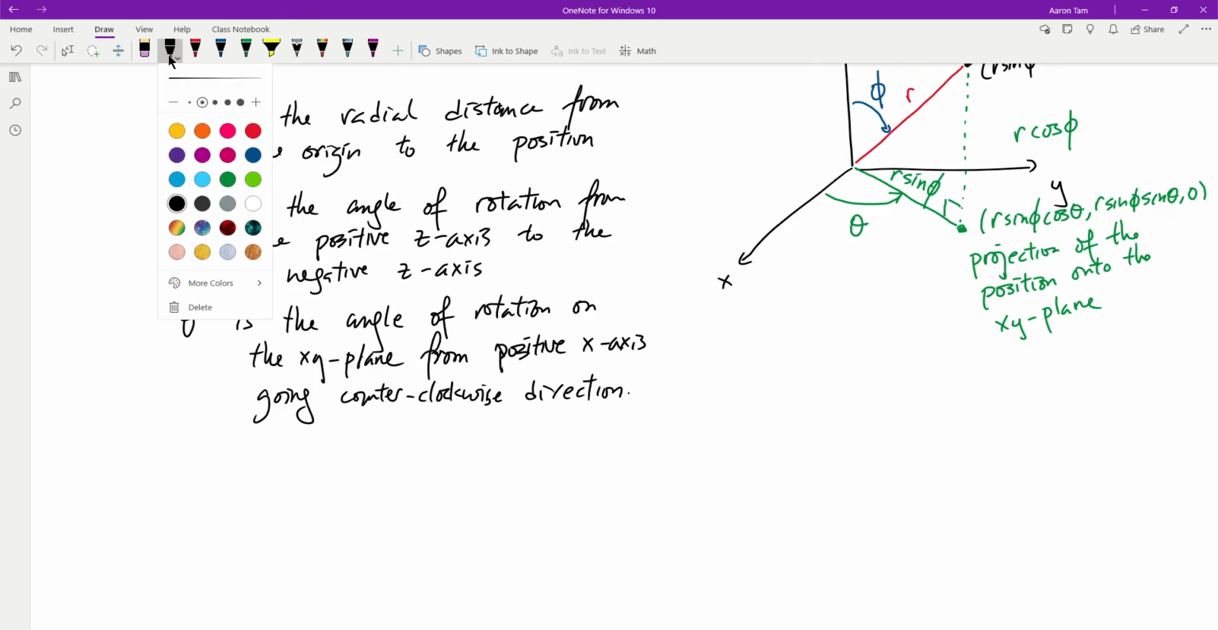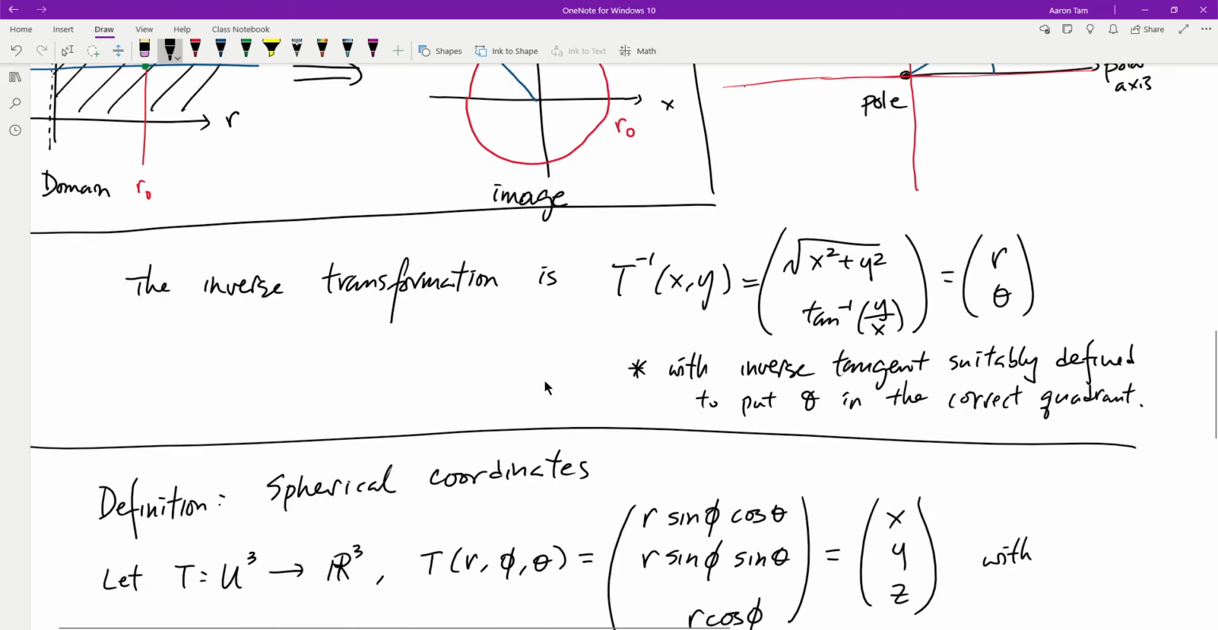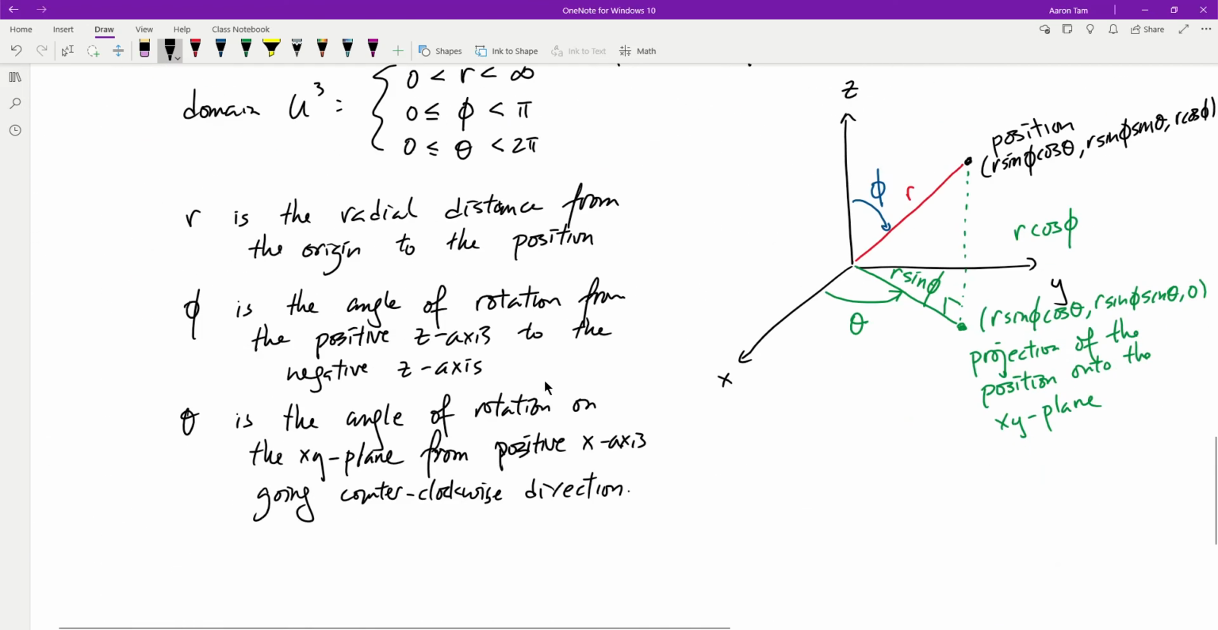The domain would look like a rectangular prism. I'm not going to draw it because it looks kind of weird if I try to draw it, but your textbook does have a good picture. If you go to your textbook, you should be able to see a nice picture of it. Instead, I'm going to define the last thing I want to show you, which is the inverse transformation for the spherical coordinate system.